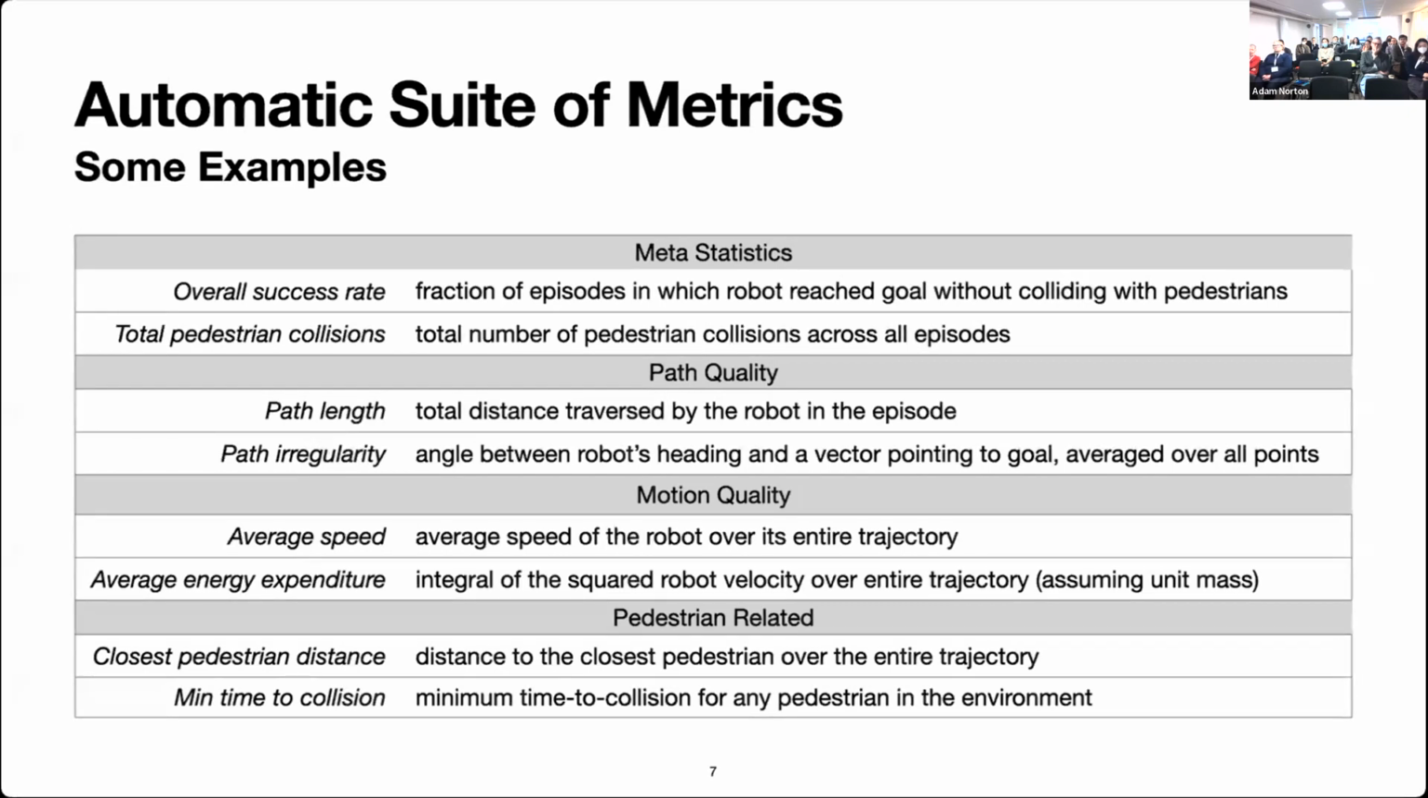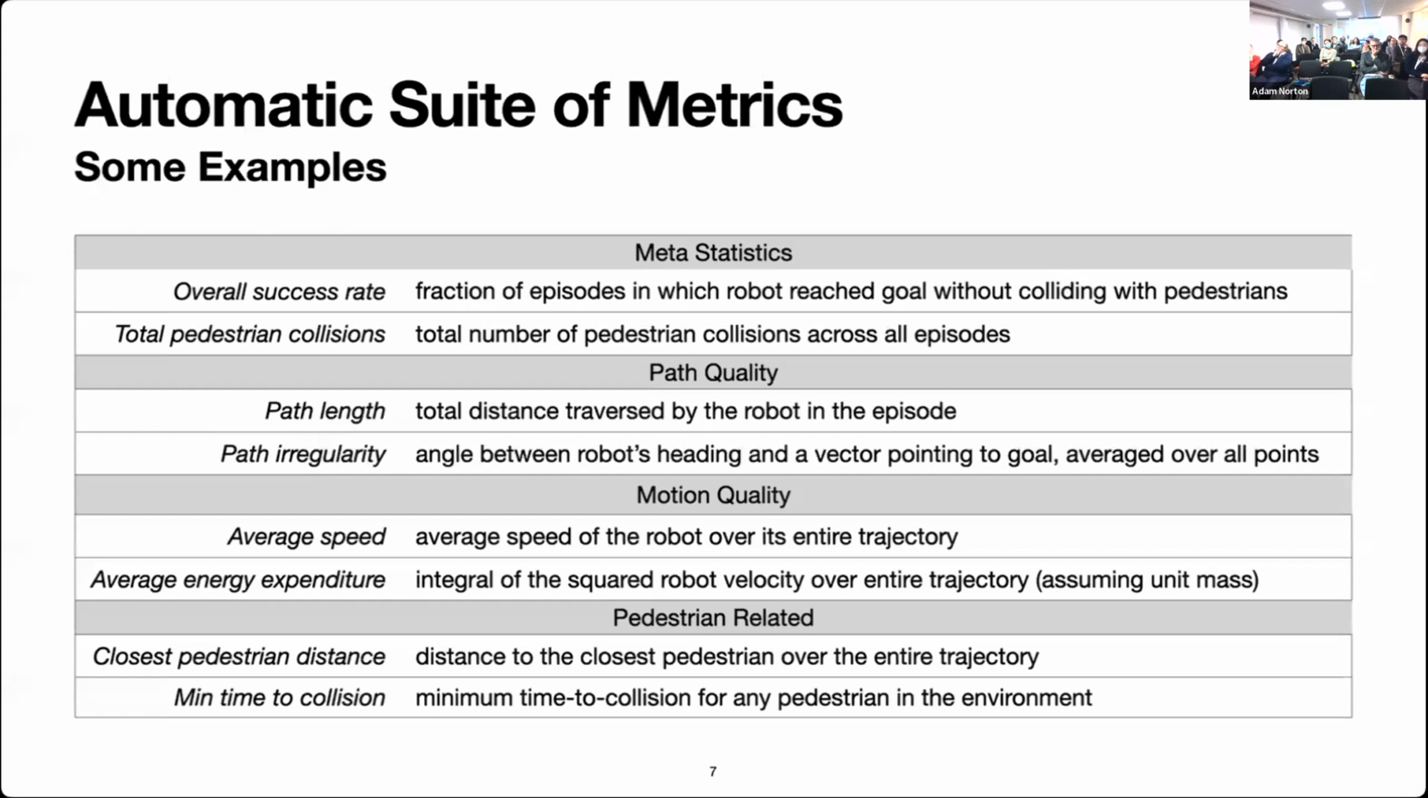And also metrics related to the pedestrians themselves. So how close at any point during the scenario did the robot get to the nearest pedestrian, and what was the minimum time to collision, which is related to how close it got, but also has to do with speed. So the minimum time to collision for any pedestrian over that run.